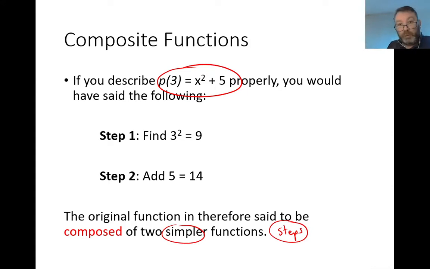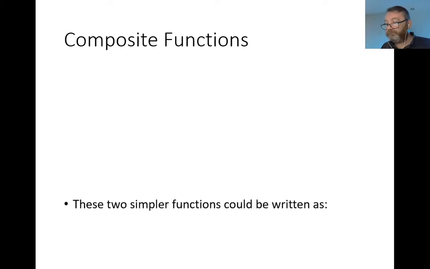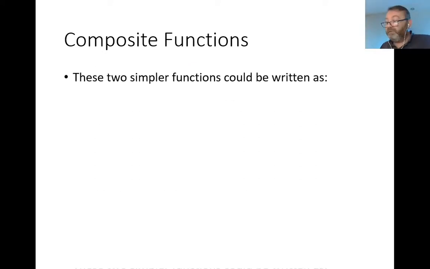It's what you do with the number that you're inputting into the function in order to get your output. Or put another way, to use the language you're used to, it's what you do to the domain value in order to get the range value. Okay, so these 2 simpler functions could be written as the following. You could write them down as g of x and, of course, h of x. Now, again, I want to point out that functions in their own right all have to have a name, and the name we give a function is simply a small case letter.